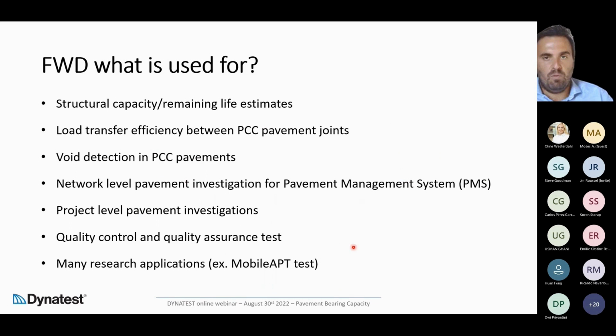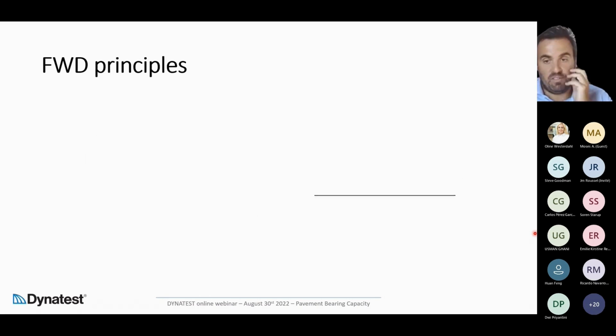So what is the falling weight used for? The first point, of course, is structural capacity evaluation and remaining life estimation. But for rigid pavement it is very important because we can verify and measure the load transfer efficiency and the void detection under the concrete slab. At network level, the falling weight investigation can be used to implement a pavement management system. And at project level, the information can be used for the evaluation and design phase. In addition, the falling weight test can be used for quality control and quality assurance and many other research applications.